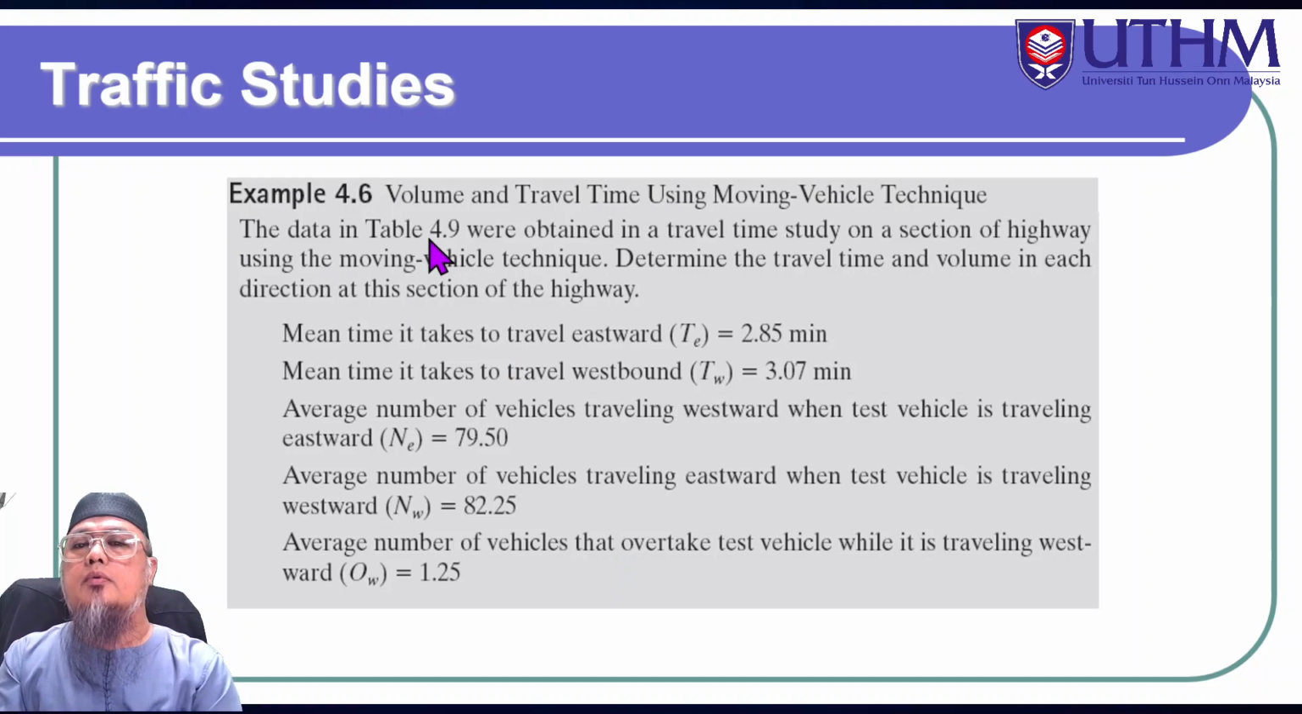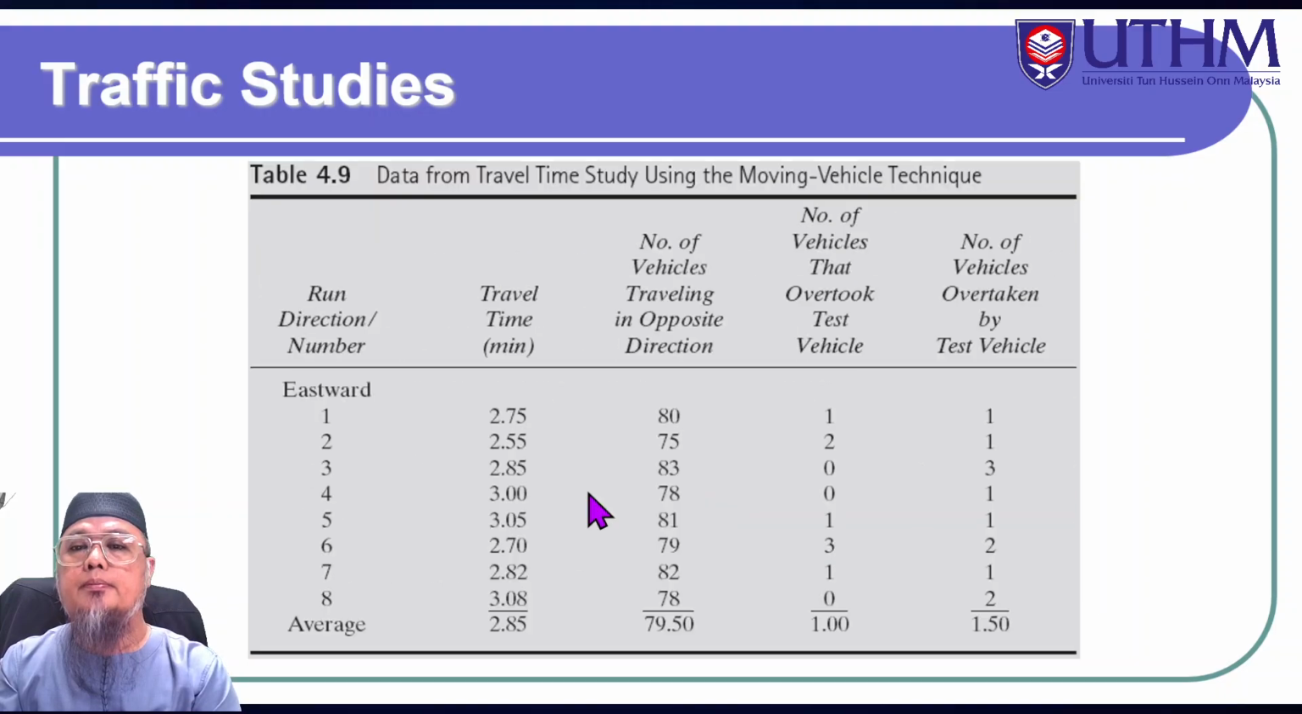Okay, the data in Table 4.9 was obtained from a travel time study on a highway section using the moving vehicle technique. So these are the average or mean travel times for the eastbound and westbound directions, the average number of vehicles traveling in the westbound, the number of vehicles traveling in the eastbound, and also the number of overtaking vehicles. Okay, this is the table in detail.